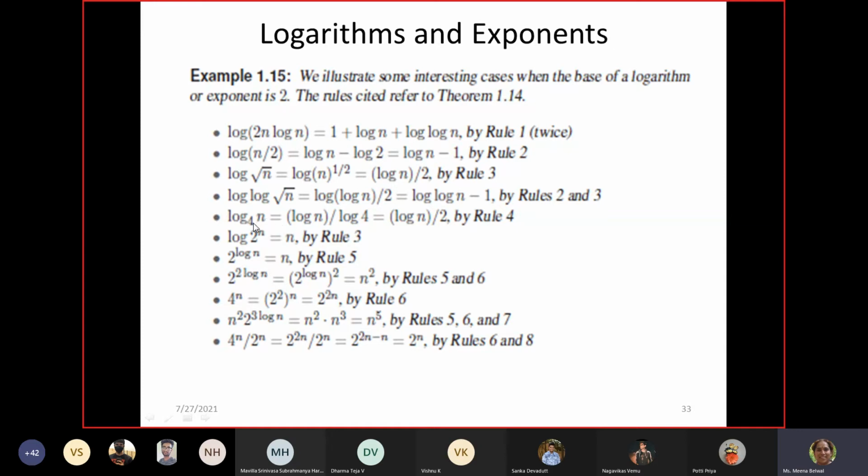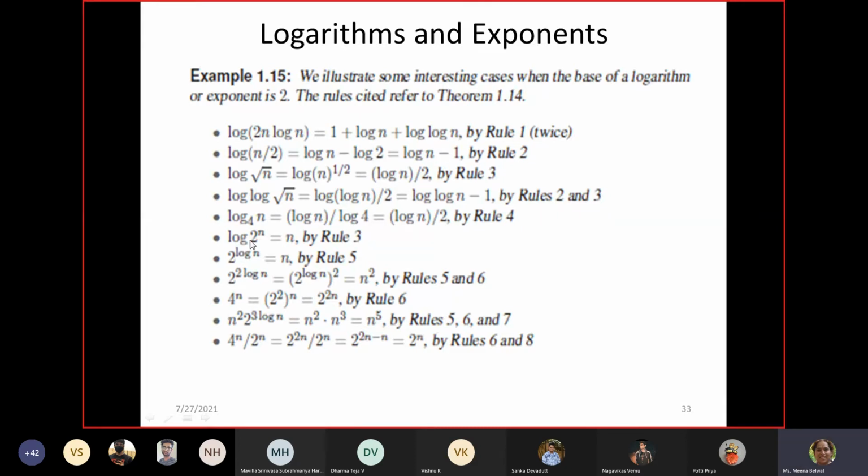Log n to the base 4. Are you able to get this? Apply this one. So what are we doing here? Log n to the base 4. We are changing the base, yes. So we have made log n to the base 4 equal to log n to the base 2 divided by log 4 to the base 2. So log 4 to the base 2 is going to be 2, so log n divided by 2.